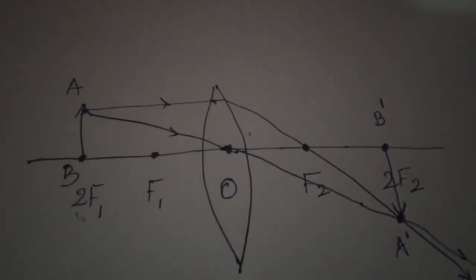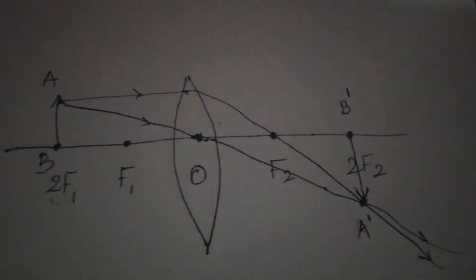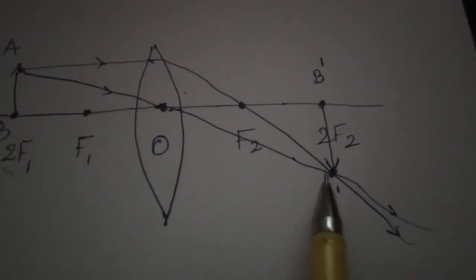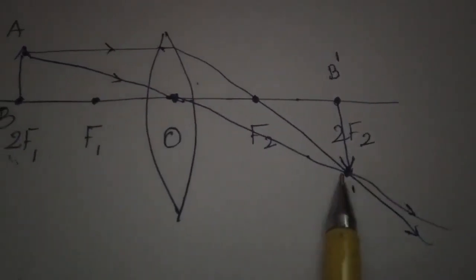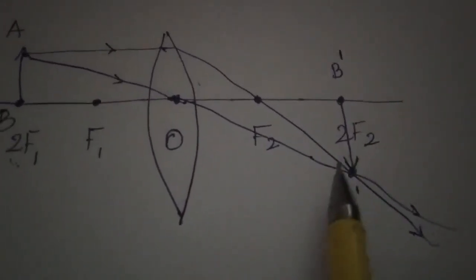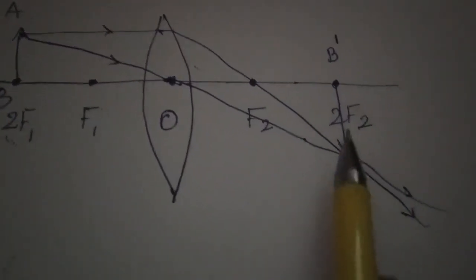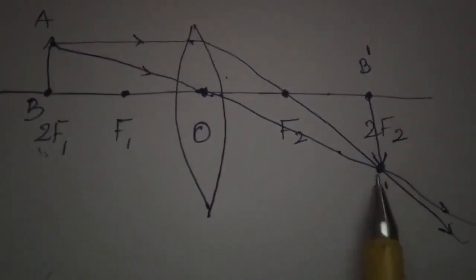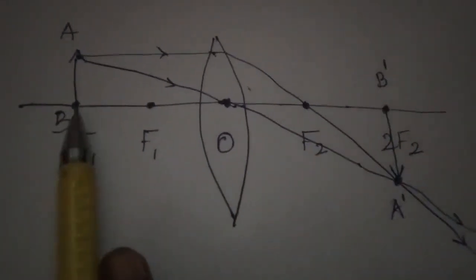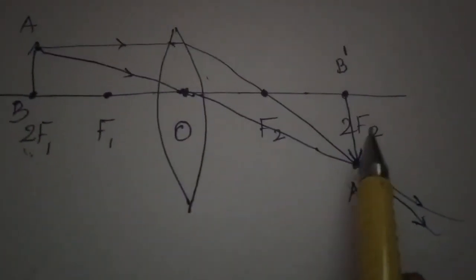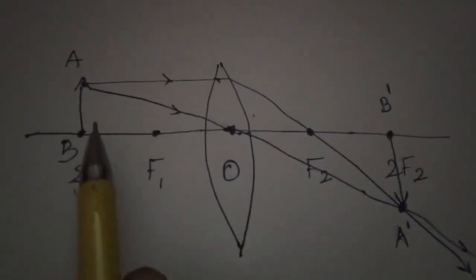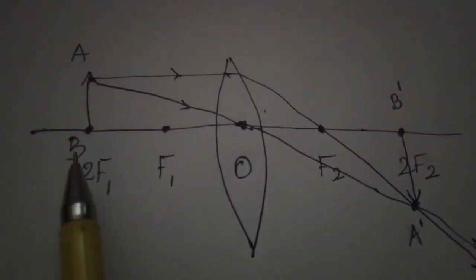Students, when an object is placed at the center of curvature, a real and inverted image is formed. The real and inverted image is formed on the other side of the center of curvature. The size of the image is the same as that of the object. So the size of the image B dash A dash is the same as that of the object AB.